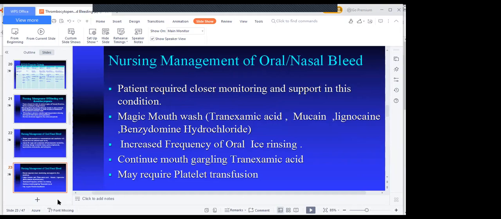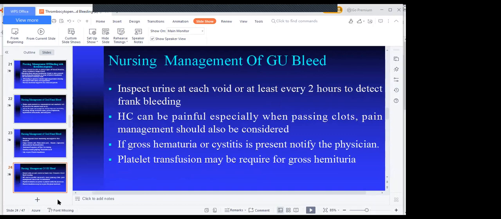We make a magic mouthwash from tranexamic acid, syrup Mucaine, injection lignocaine, and benzydamine hydrochloride, and we use it for gargles. Increase the frequency of oral ice rinsing. Continue mouth gargling; tranexamic acid may require platelet transfusions.